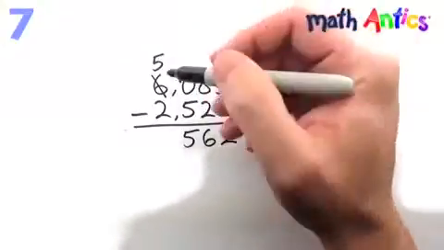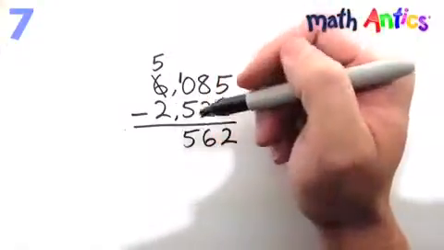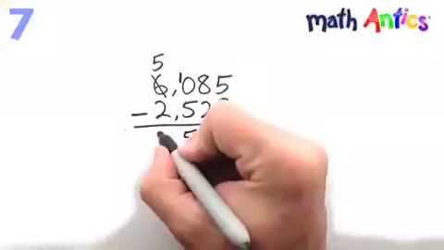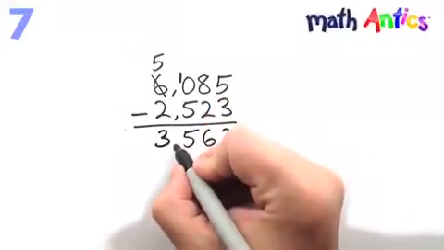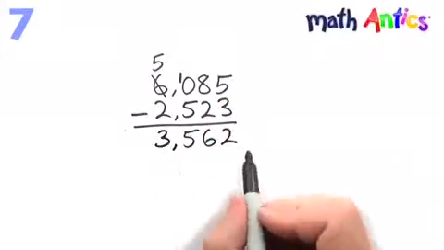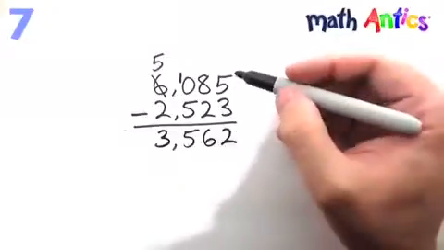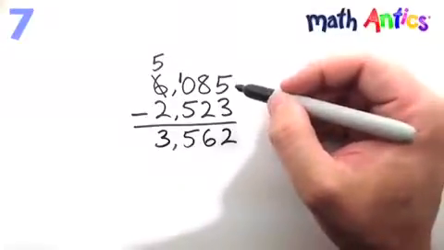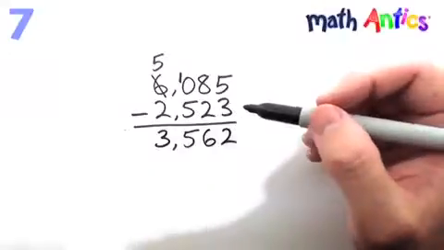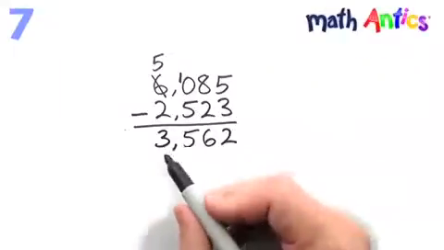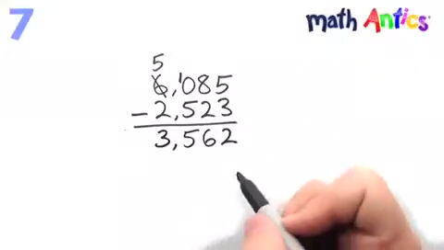Now go on to the final column. We have 5 minus 2. 5 minus 2 is 3. So that goes in the answer line. And then we can put a comma in there just so it's easier to read. And we see that 6,085 minus 2,523 is 3,562.